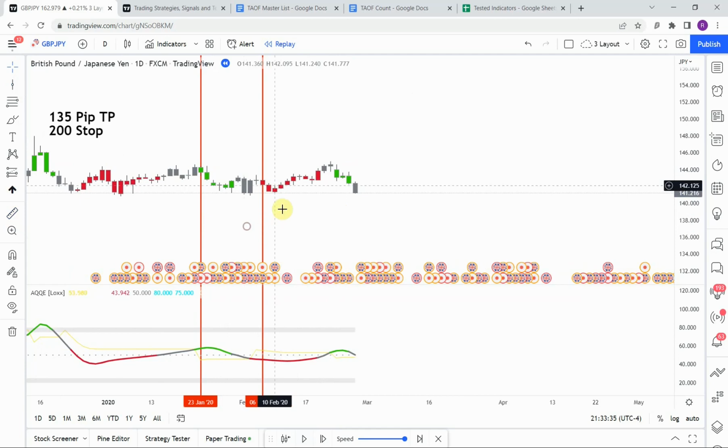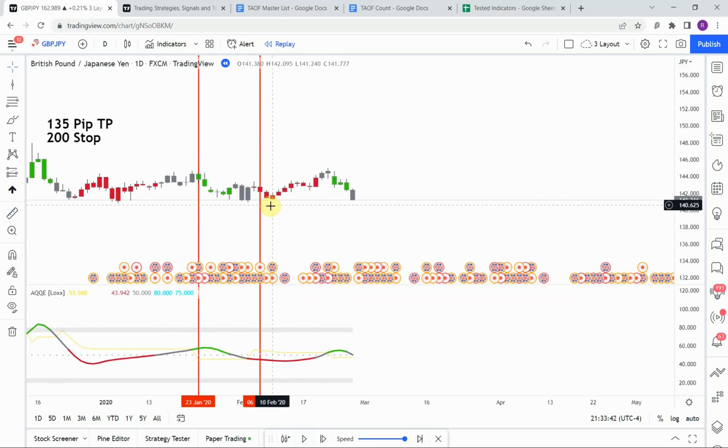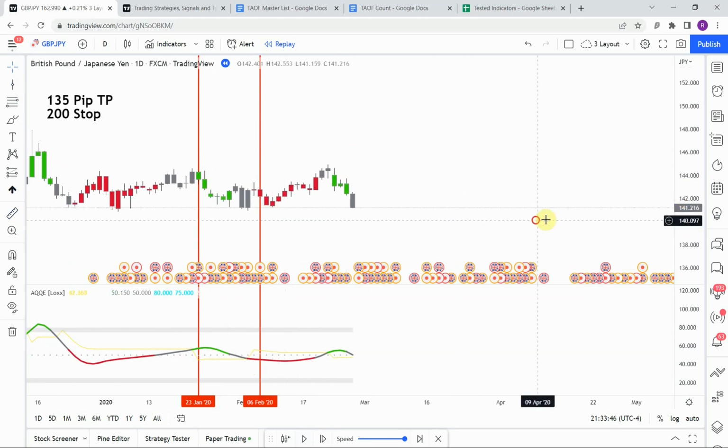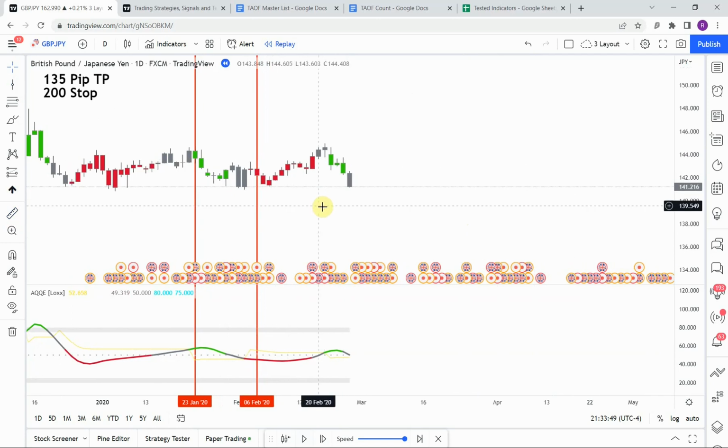All right, the next signal that we pick up is a short signal. You can see that we get that switch in the red here. We get the red bars there. Get a little bit of a push to the downside, and then immediately we get a bounce back to the upside there, which does come up and stop us out.